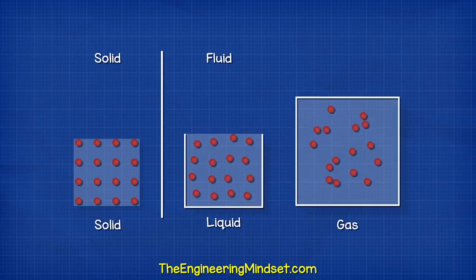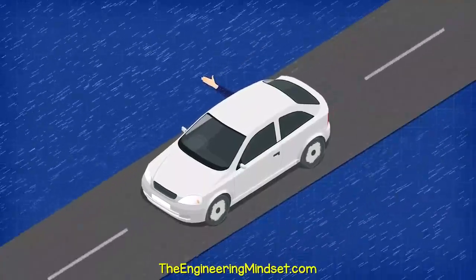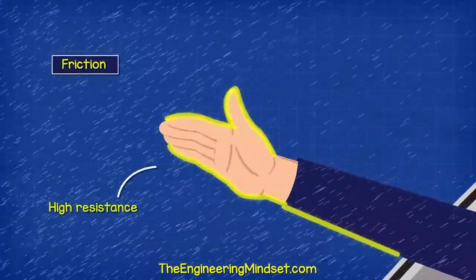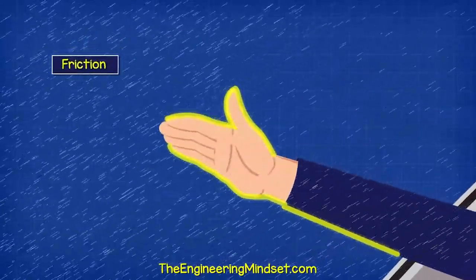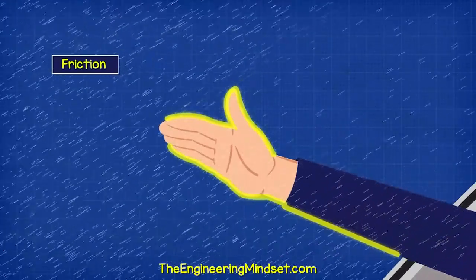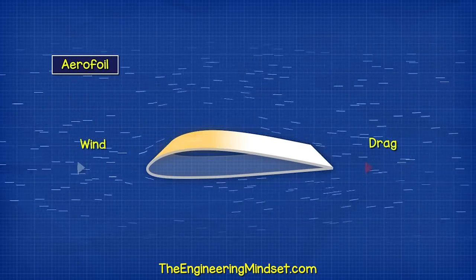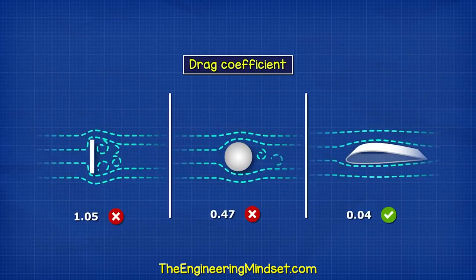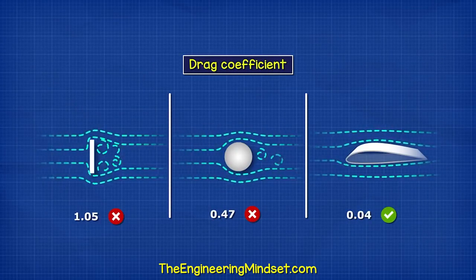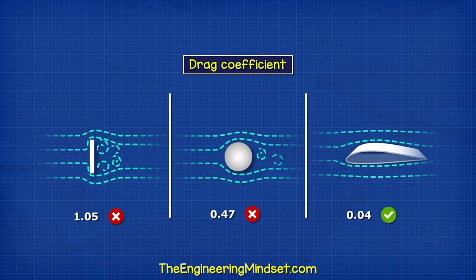Air is a fluid, and when an object passes through fluid, we get friction across the object's surface and also get resistance from the shape of the object. We call these forces drag, and they act parallel to the wind, slowing the blade down. The aerofoil is designed to minimize drag forces and maximize lift.